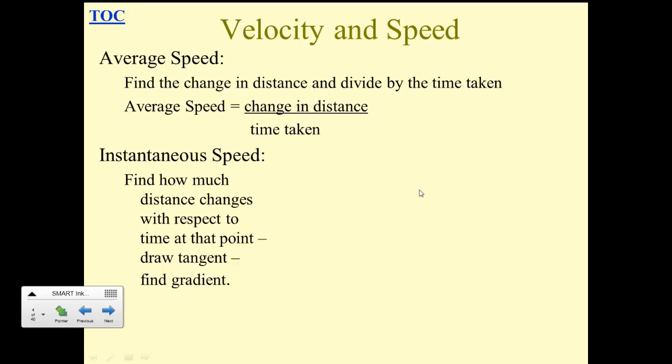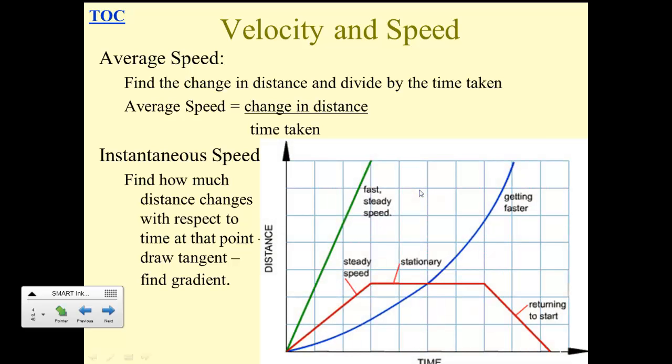The instantaneous speed is how much it changes at that point. Now this can be changing with a graph, and it depends on what the gradient is. The steeper the gradient, the faster the speed at that point. We'll look at an example here. We find the speed or the velocity at this point here.